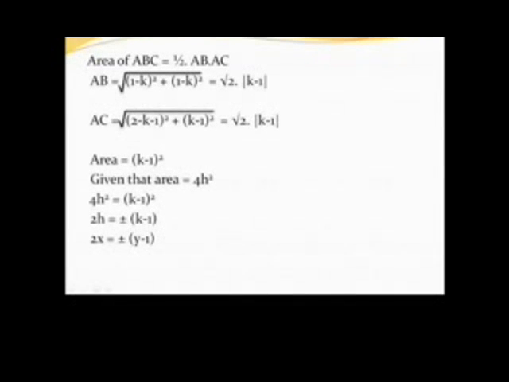Equal to plus minus of k minus 1. We have taken the square root in this equation. So 2h equal to plus minus k minus 1, and we have to find the locus of point P. So we replace h by x and k by y. So the final locus of point P becomes 2x equal to plus minus y minus 1. This is the required locus of the point P.